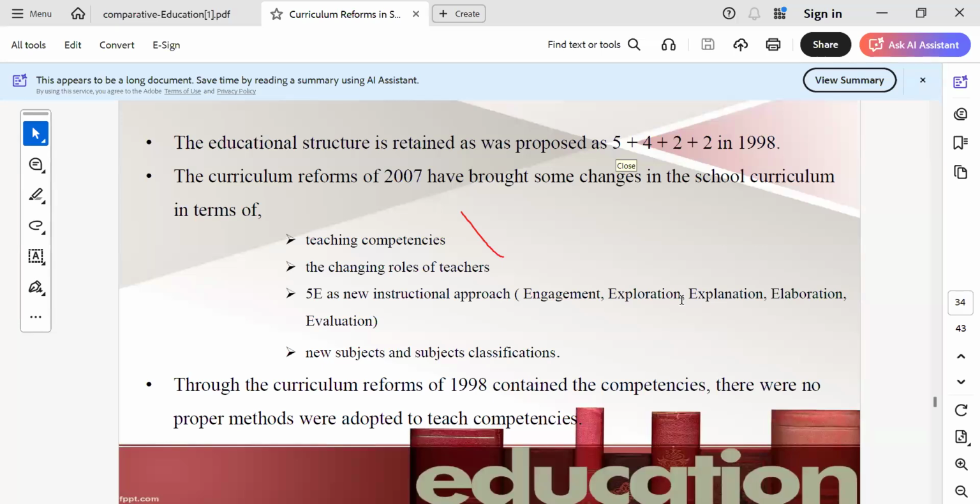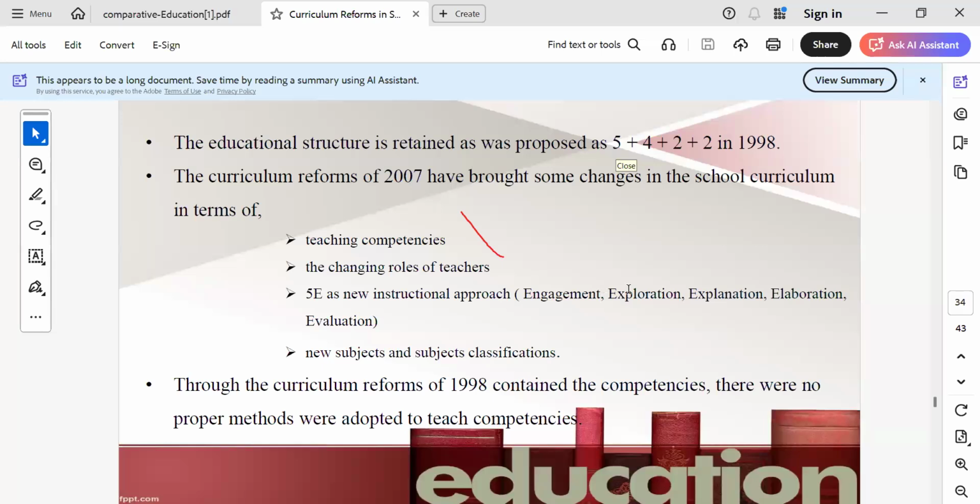The curriculum reforms of 2007 had brought some changes in the school curriculum in terms of teaching competencies and the changing role of the teacher. There are 3 T's for the roles of teachers, right? The last T is transformation. Transmission is second. The third one is transformation. We are in the transformation era, right? So in that role, the teacher has to work as a facilitator, right?